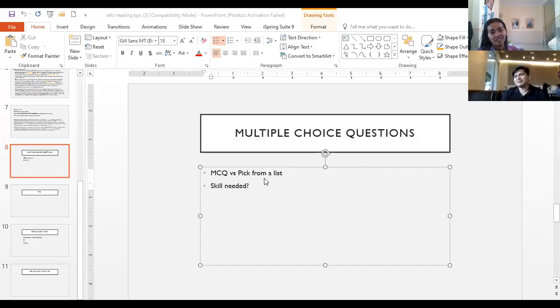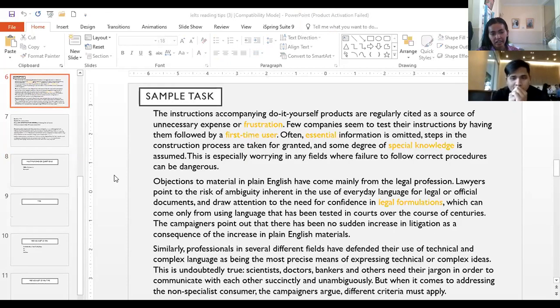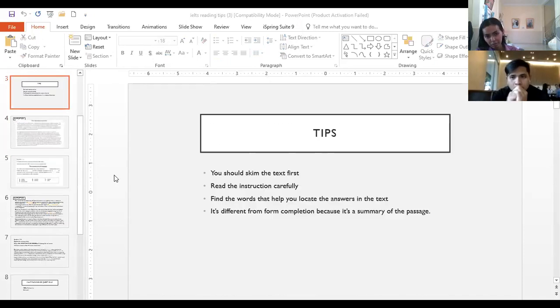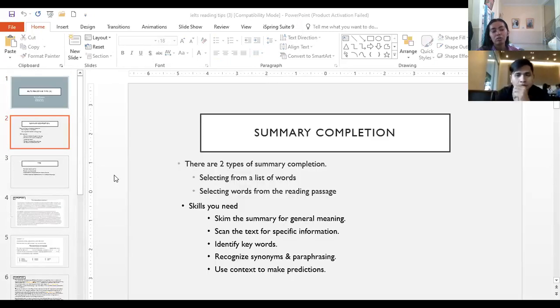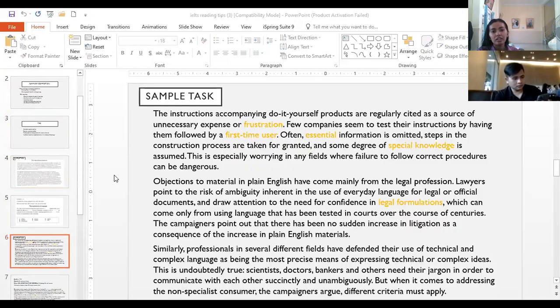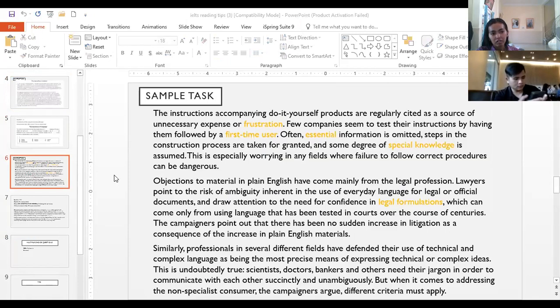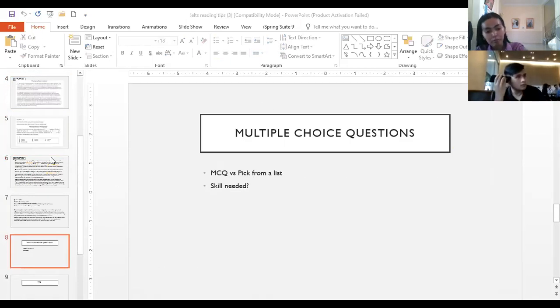MCQ versus this one, a list. Yes. So on Monday we covered 3 kinds of reading questions. We looked at pick from a list and summary completion. And in summary completion, there are 2 kinds. We have the one that gives us the words and the one where you need to look for the words from the passage yourself. We did some quick practice on that as well. So today we'll continue to the MCQ format.